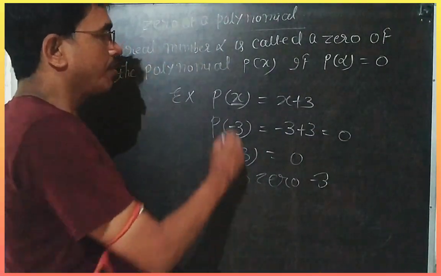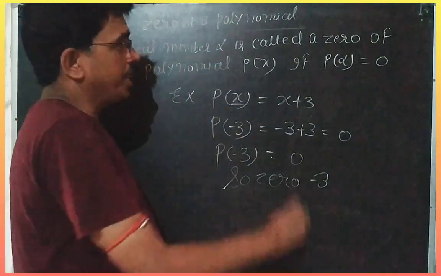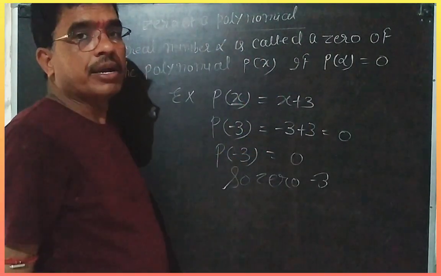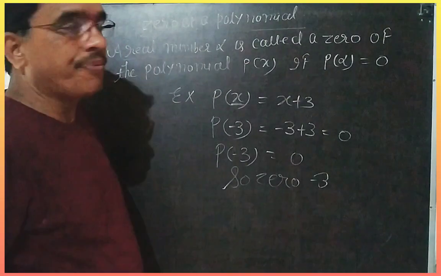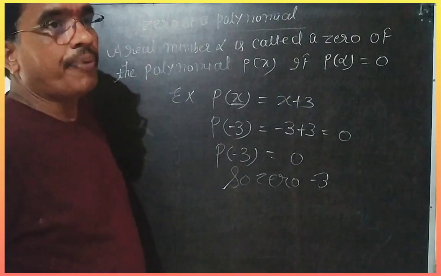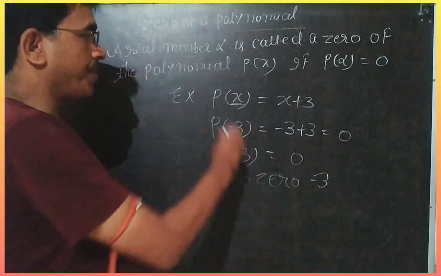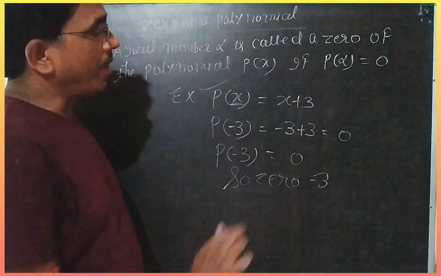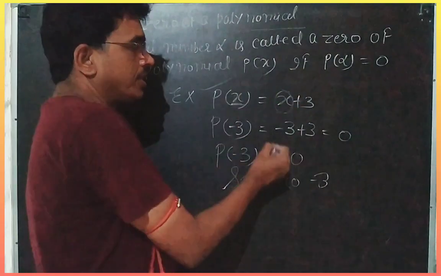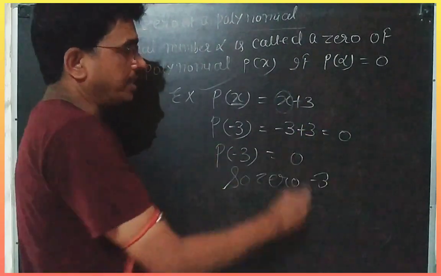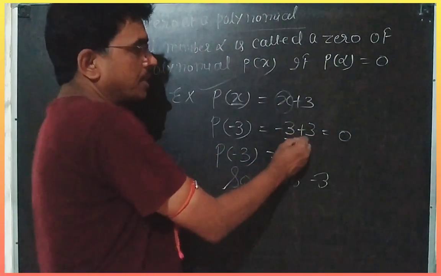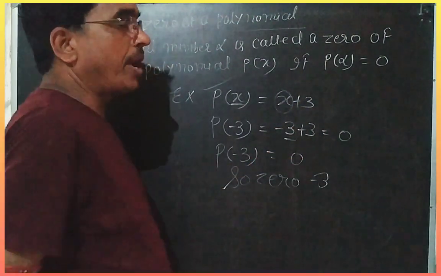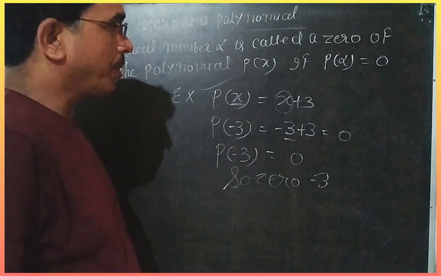So dear students, what is the zero of the polynomial? If P(x) is the polynomial, alpha is any real number, and when P(alpha) is equal to 0, then alpha is the zero of the polynomial. So we write here the example: P(x) is a polynomial in the form x plus 3. Then what is the value of the real number x? The solution will be 0 at minus 3. So when we substitute minus 3, we get the answer 0. Then it is clear minus 3 is the zero of the polynomial.